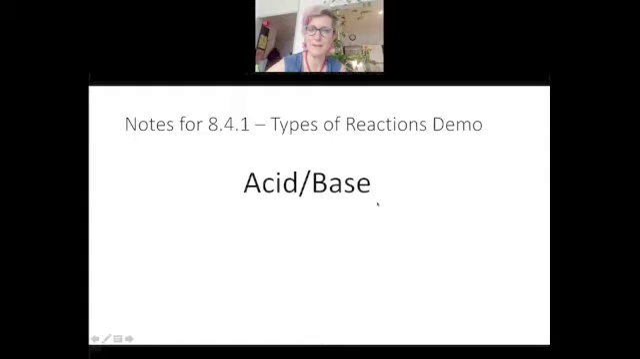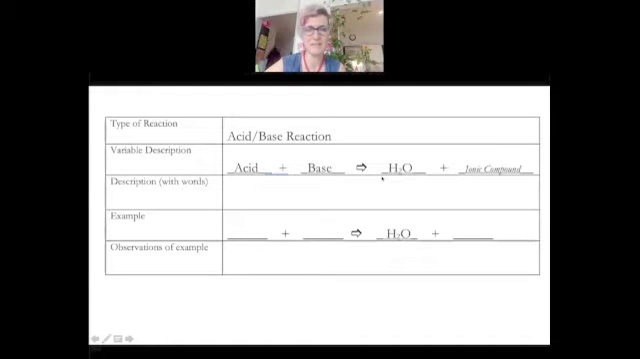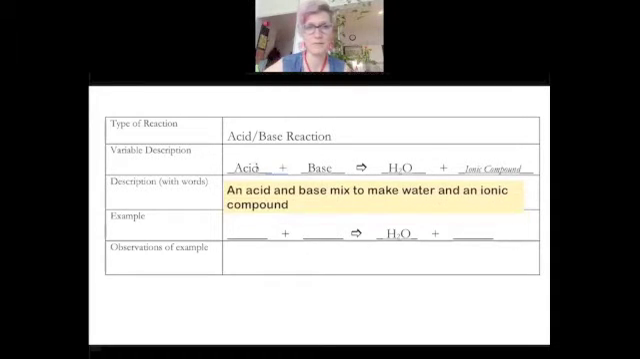So we have an acid-base reaction. This acid-base reaction looks like this on your paper. I have literally written out the variable description because there isn't really one. I could do an HA and a BOH and all of those things, but I decided the best way to describe it is you've got an acid and a base. It's going to give you water and an ionic compound. So that's exactly what I wrote in the description.